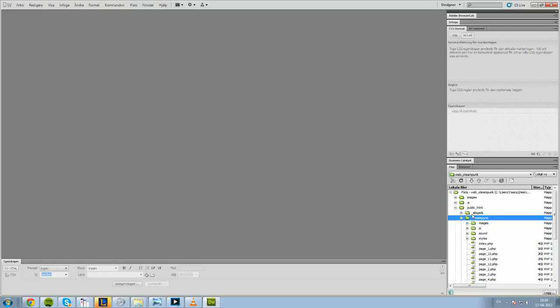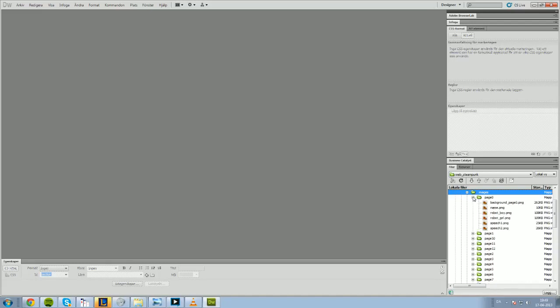So if we open our image folder, you will see all the folders all the way up to page 12, which means that in every one of these folders there is images related to that specific page. So page 0 is our index landing page, and you can see we have a background, a name image and a robot boy and a robot girl and speech 1, speech 2. I'm not going to go over all the images. You can always see the linking on the specific pages, what image is linked to what.